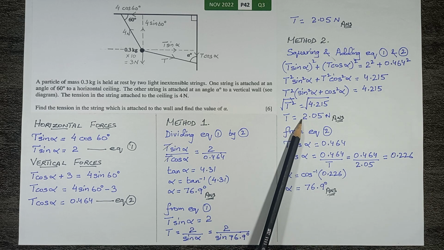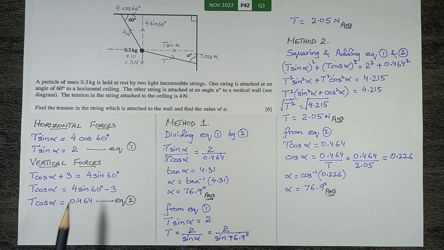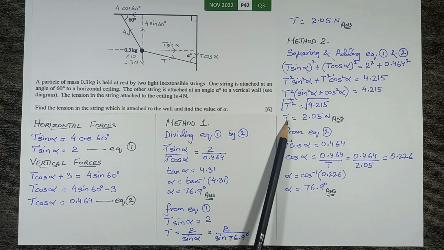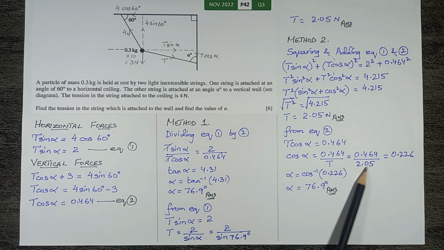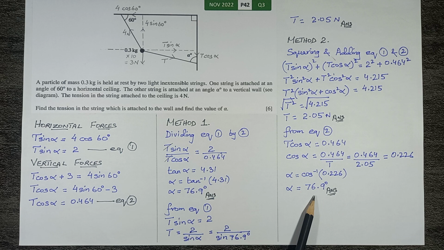Now placing this value of T in any of the equations, whether equation 1 or equation 2. For example, if we take equation 2, T cos alpha equals 0.464, placing this value of T here and then dividing by 2.05, we have 0.226. Taking the cos inverse of that, 0.226, that would be 76.9 degrees, which is the same answer that we got when we were working with the other method.